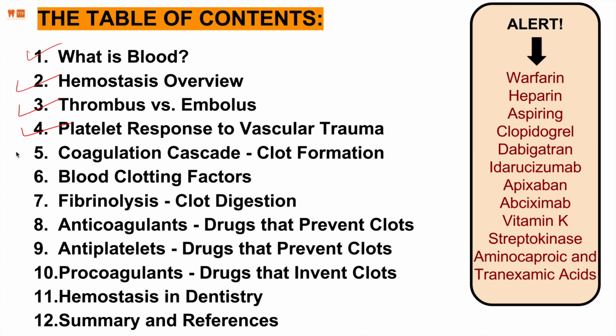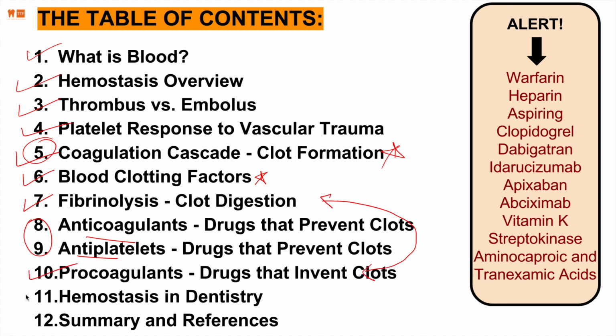That leads us to the coagulation cascade and clot formation. And this is the most important topic for today, the coagulation cascade. Then we'll move into the theory of blood clotting factors. Very, very important, especially from the exam perspective. And then fibrinolysis, which is clot digestion, as well as the pharmacology, which will be introduced with anticoagulants and antiplatelets, as well as procoagulants, which are supposed to fight breakdown of clot. So these are basically the antis of one another.